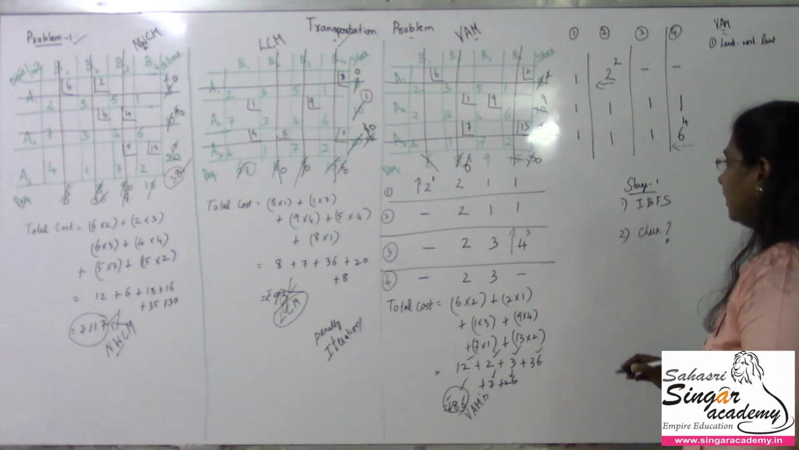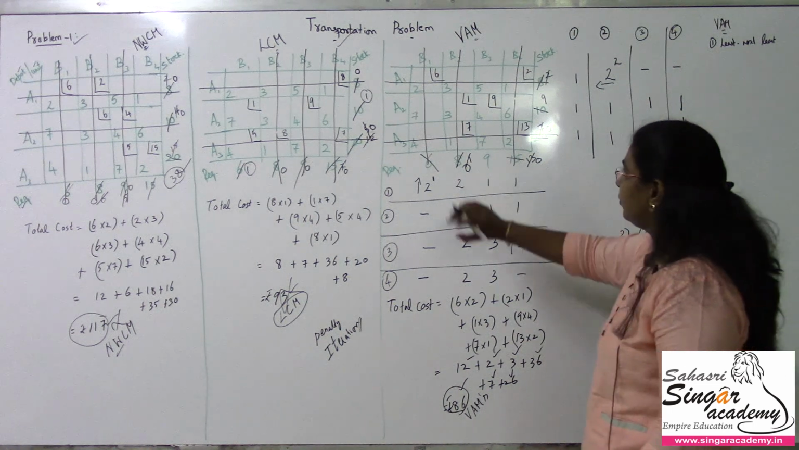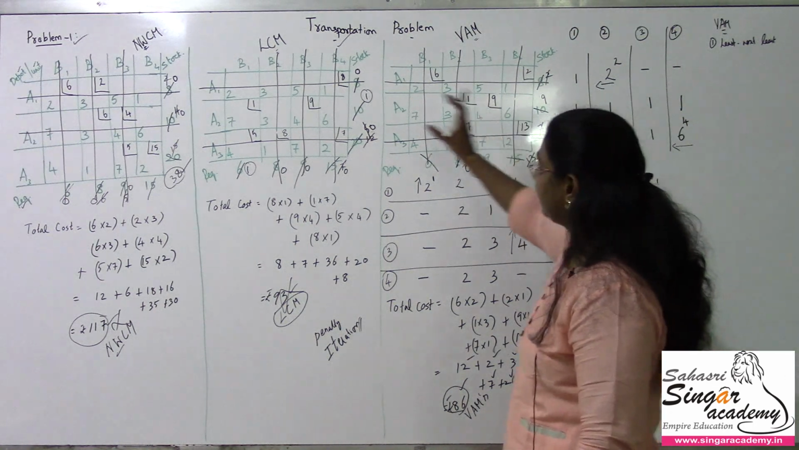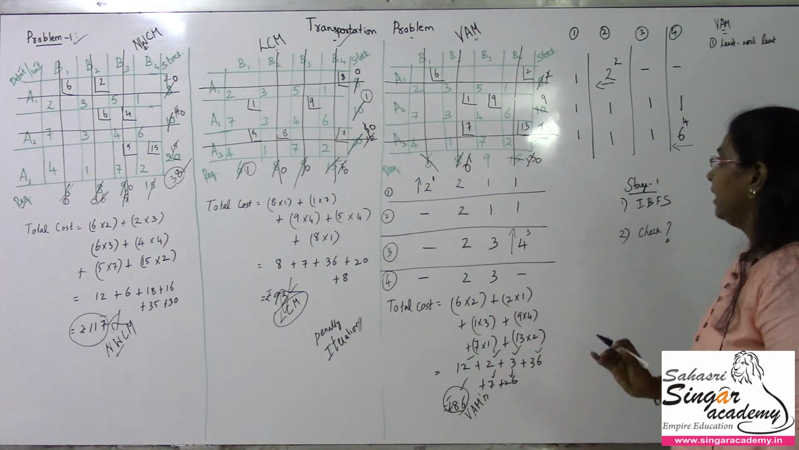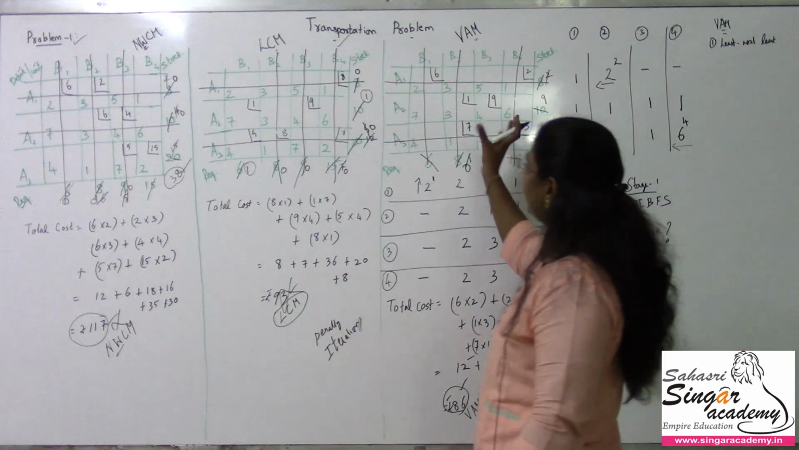Let's see what we are going to do. Before that, I'll erase the board and I'll have the allocated table alone here. I'll erase this full side. We don't need the iterations anymore. I'll just have the main table with allocations done, right?